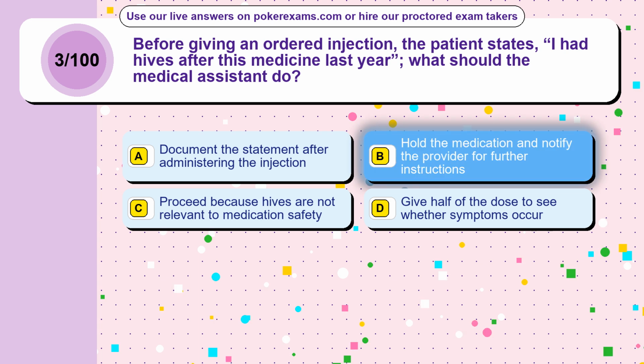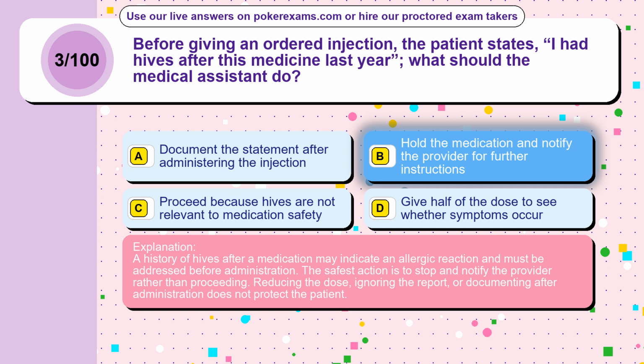The correct answer is option B. Hold the medication and notify the provider for further instructions. A history of hives after a medication may indicate an allergic reaction and must be addressed before administration. The safest action is to stop and notify the provider rather than proceeding. Reducing the dose, ignoring the report, or documenting after administration does not protect the patient.